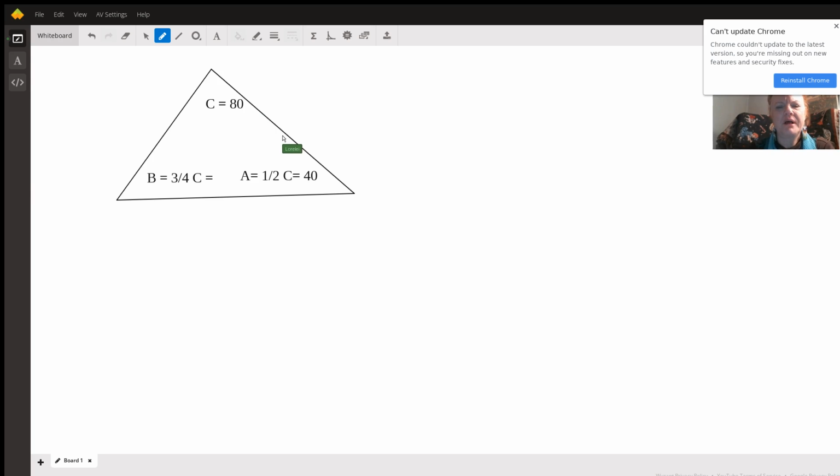So that makes sense to you, doesn't it? Half of 80 is 40. That makes sense, doesn't it? So we know that the A angle is 40. But now we got to look at the B angle. Well, let's come over here for a second. So we know that the B angle is 3/4 of C. Well, we know that half of C is 40. So we got half already.